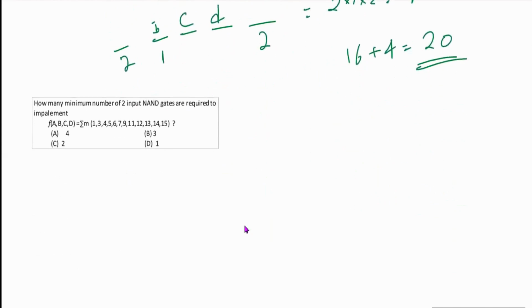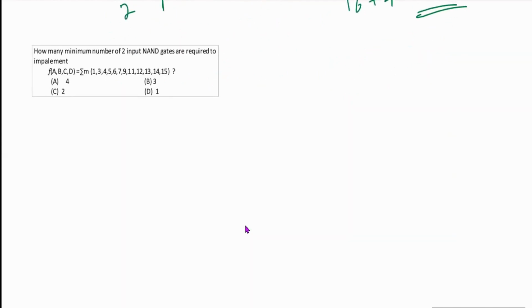Let's go to the next question. The question says: how many minimum number of 2 input NAND gates are required to implement this function? Here I need to focus on the minimum number of two input NAND gates. So for implementing any function with a minimum number of gates, first you need to minimize your expression or function.